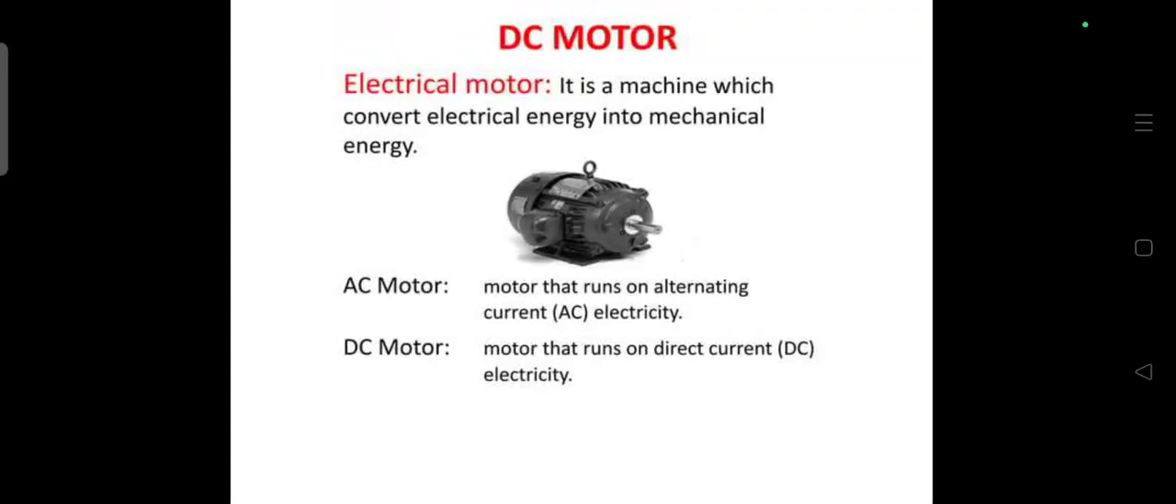Today I am going to present about DC motor. First, what is a motor? It is a machine which converts electrical energy into mechanical energy. Then the first one is AC motor, a motor that runs on AC supply. Then what is a DC motor? The motor that runs on direct current.